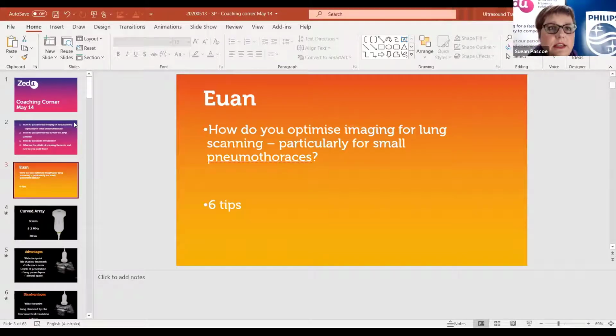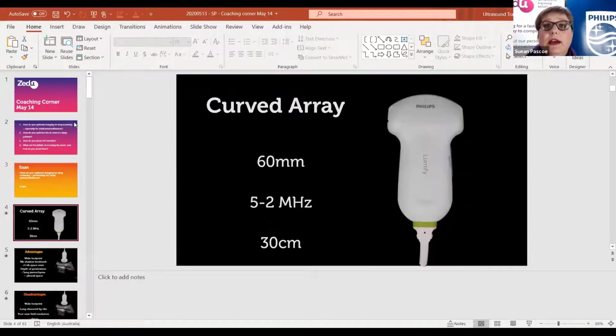And I've got 6 tips for you. So the first thing we need to consider is what probe you're using. So you can use a curved array. These have got a 60mm footprint. They're 5 to 2 megahertz, and they get 30 centimeters worth of depth penetration.